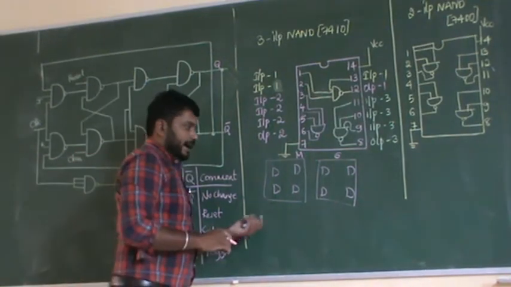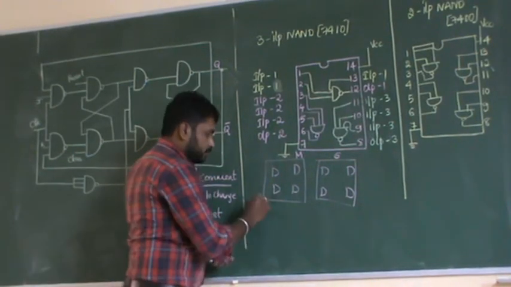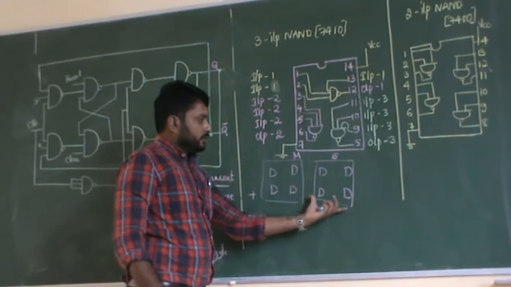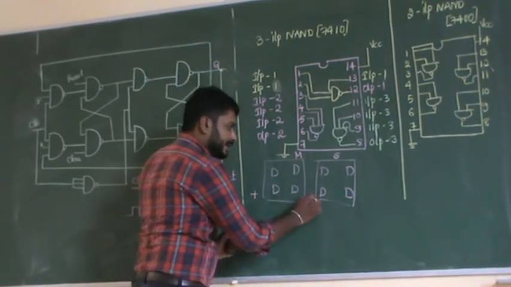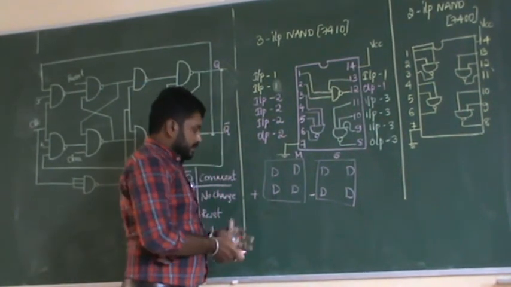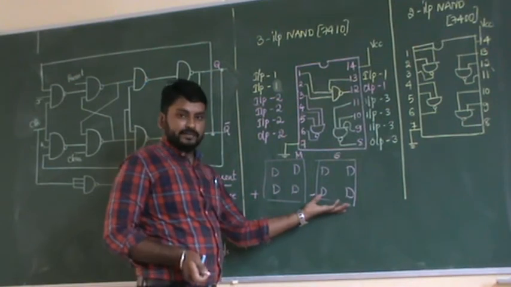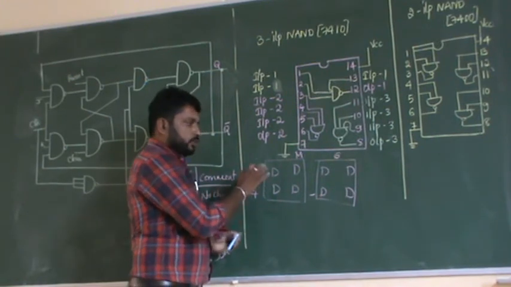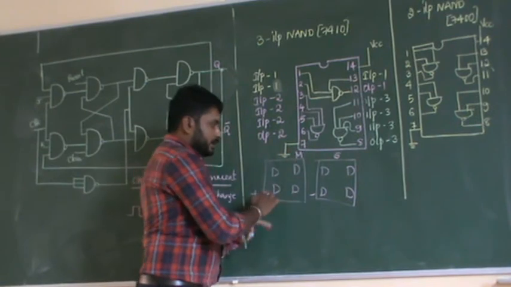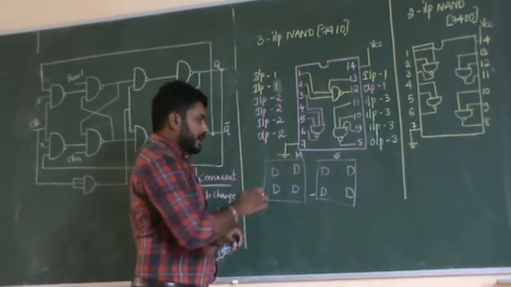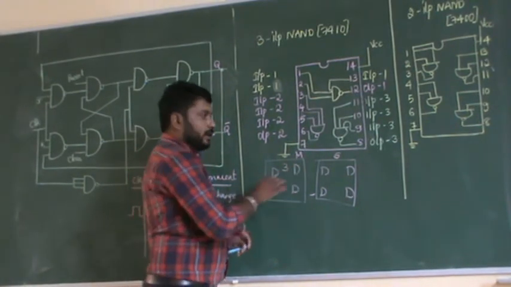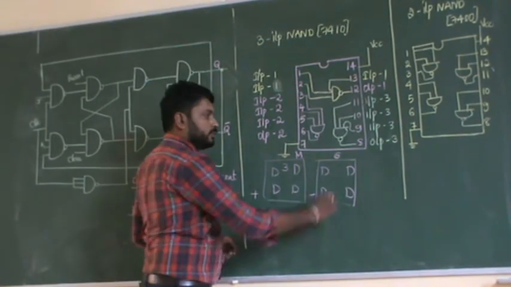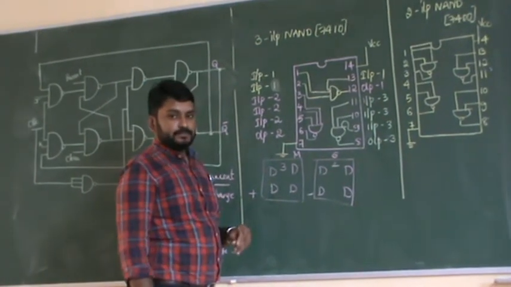Now I have to activate the master, which means I have to give a positive clock. If I want to activate the slave, I have to give a negative clock. So here a positive clock and here a negative clock. To implement the circuit for the master I am using 3-input NAND gates, and to write down the slave circuit, I am using 2-input NAND gates.